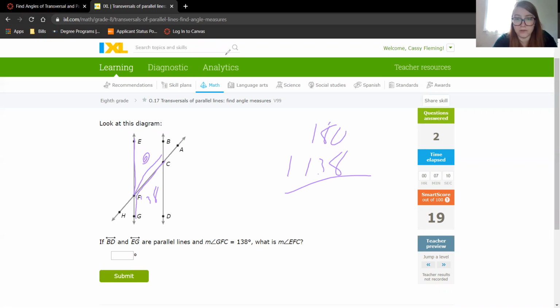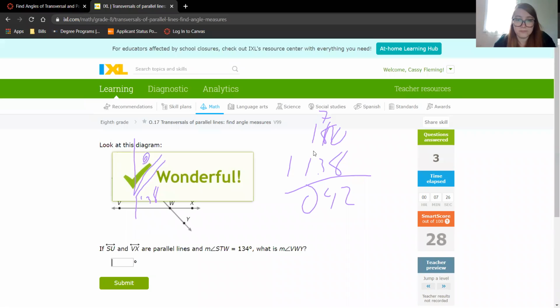Can't do 0 minus 8, so 10 minus 8 is 2, 7 minus 3 is 4, 1 minus 1 is 0. So our angle should be 42. Let's check it out. Oops. Awesome. I'll do a couple more.